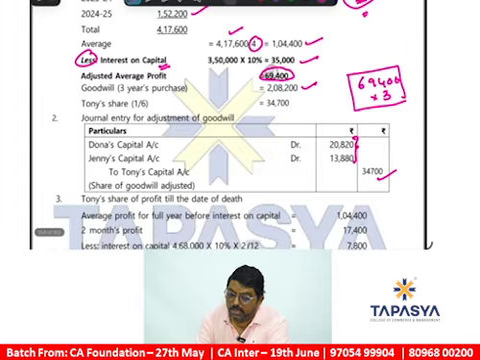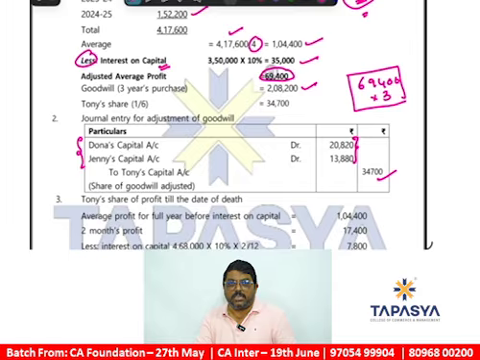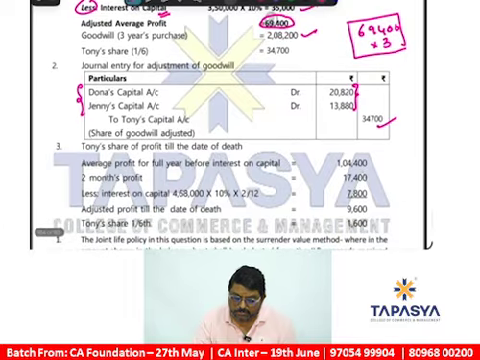So therefore in 3:2 you can share to Donna and Jenny. So Donna's capital account debit, Jenny's capital account debit, to Tony's capital account. This is how to record the entry.